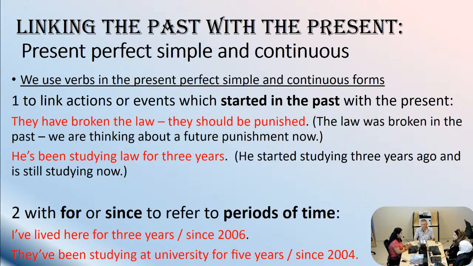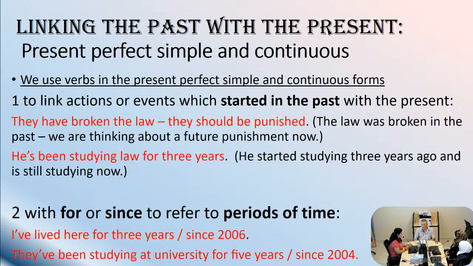Examples: they have broken the law, they should be punished. Now we should punish them for breaking the law in the past. So one of the uses of the present perfect simple is something happened and finished. We are going to explain the difference between it and the simple past. Another one is something started in the past, continued without stop till the present. In this case, we use since and for.